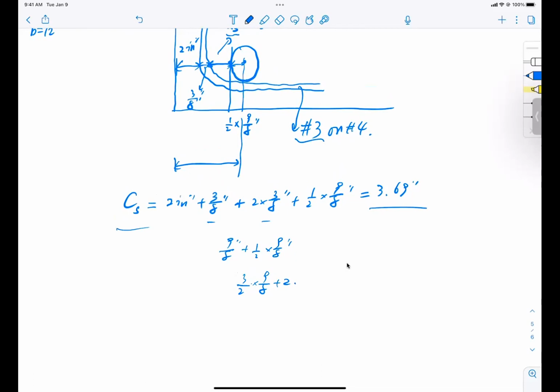So that's how much of a distance I have, 3.69. And now how many bars do I have? 2 bars. I got lucky, right? 2 bars only. So I'm going to have another bar.